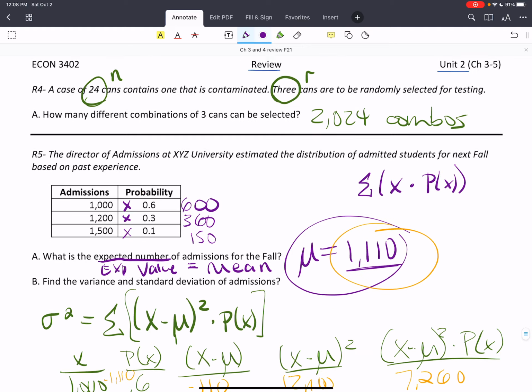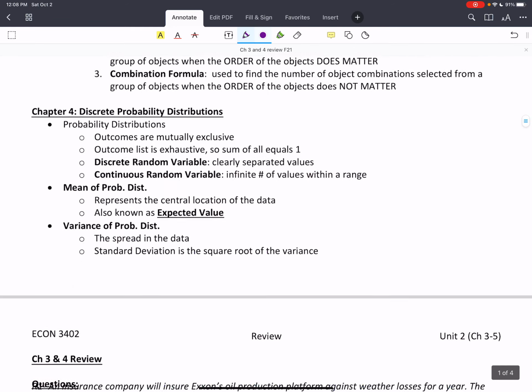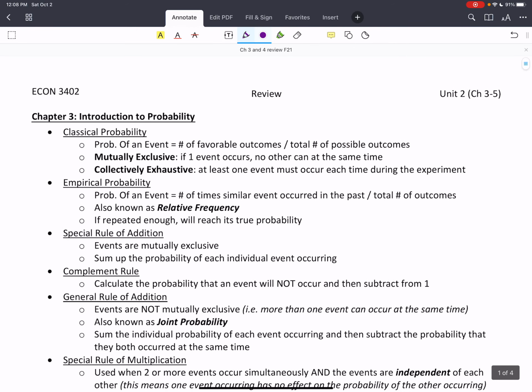Okay, guys, this is it for the Unit 2 review. I covered everything except for uniform distributions, but we did a lot of those in class. So hopefully this helps you guys prepare for your exam.